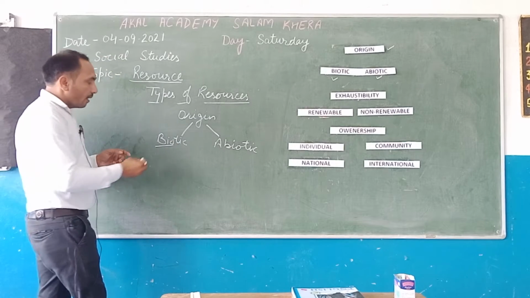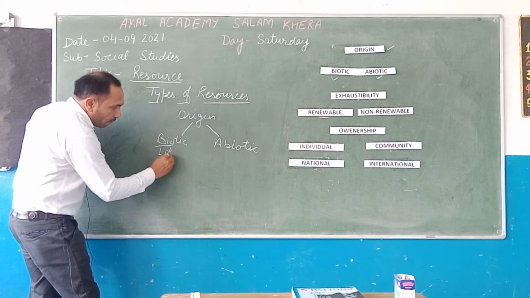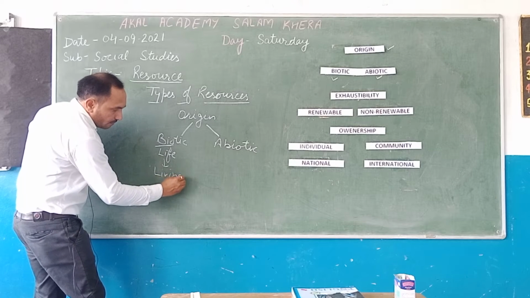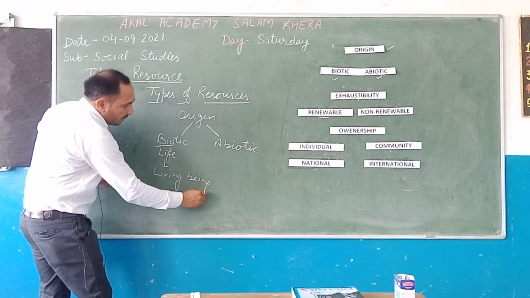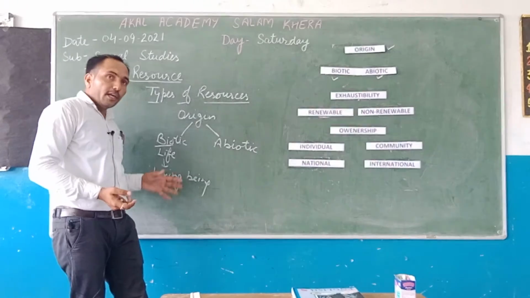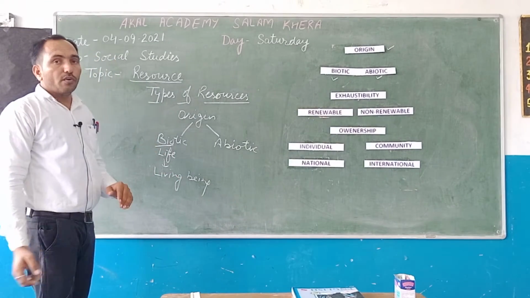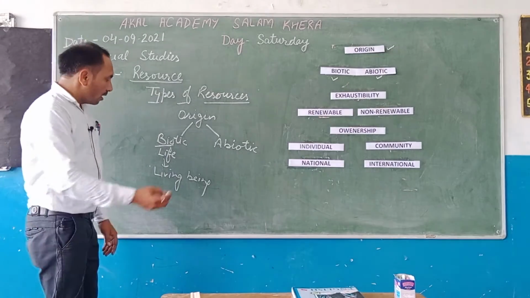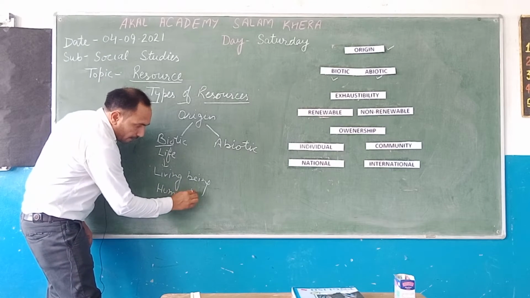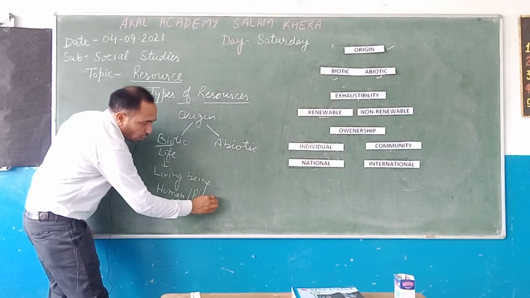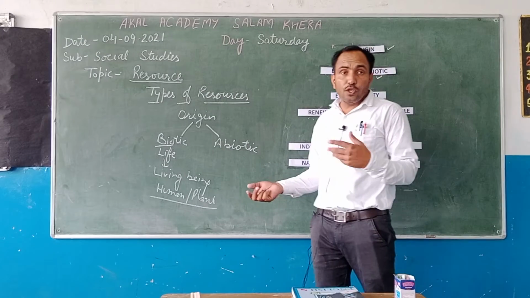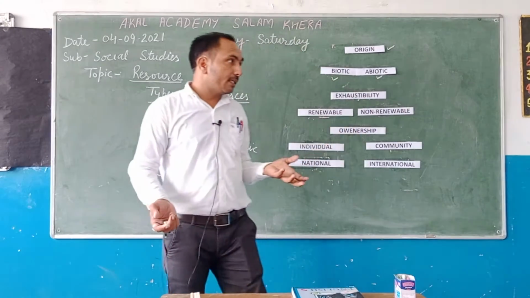Biotic. The word bio means life, and life represents living beings. It means those having life are living beings, and all living beings are part of the biotic resource. We, the human beings, animals, and plants, are all known as biotic resources because we all are living beings.